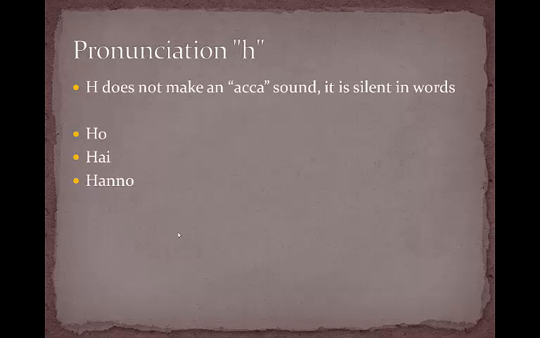Moving on to H, English H. It is silent, so when you're pronouncing these words here, it goes like this. O, I, anno. Just chop off the H, basically.